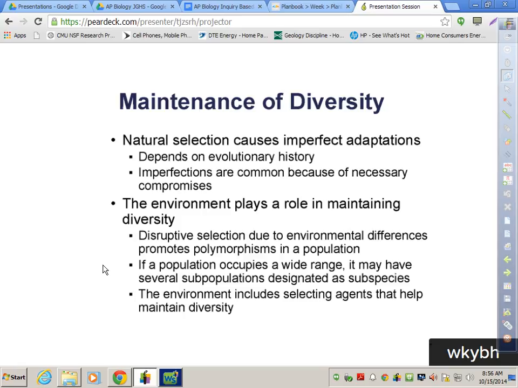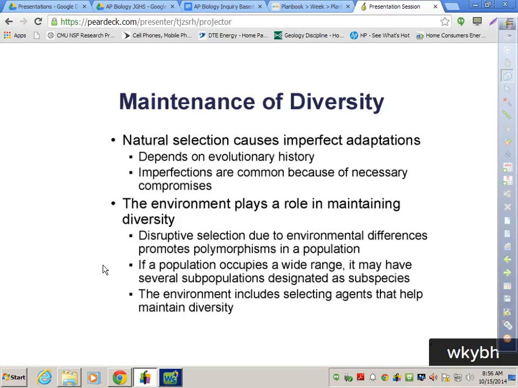So the environment plays a role in maintaining diversity. Disruptive selection due to environmental differences promotes polymorphism in a population. Remember, those polymorphisms are those differences. If you remember from biology talking about those. And if a population occupies a very wide range, it may have several subpopulations designated as subspecies. We have subspecies as humans. We call them races. If you were a dog, you would have subspecies of dogs. You've got Chihuahuas, you've got Great Danes, you've got Burmese Mountain Dogs, you've got Labradors. Those are all just subspecies of one single species, like races of dogs.